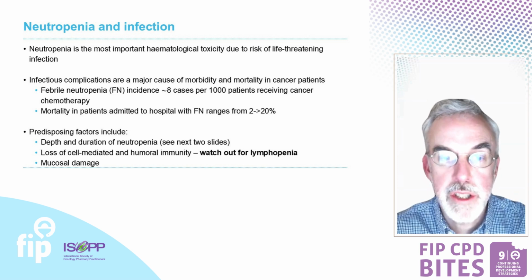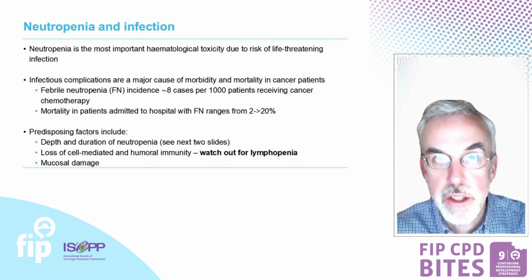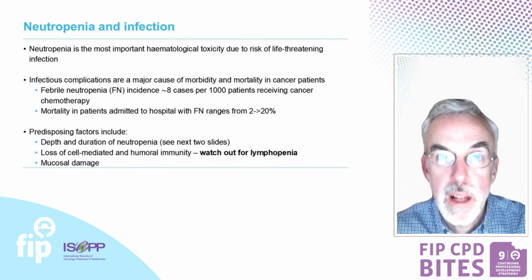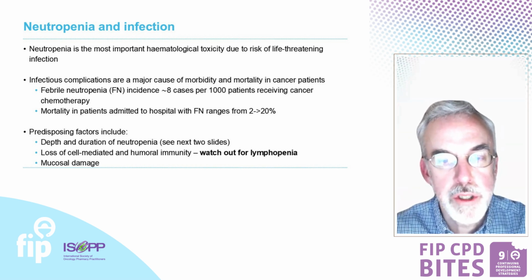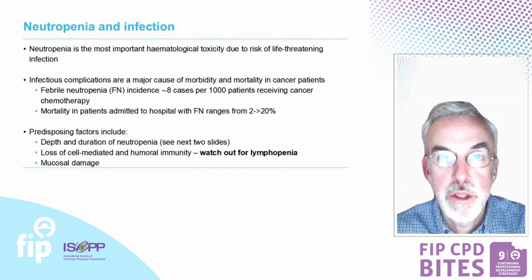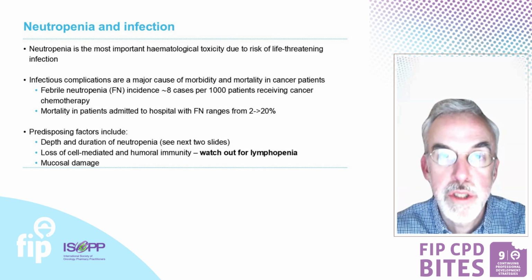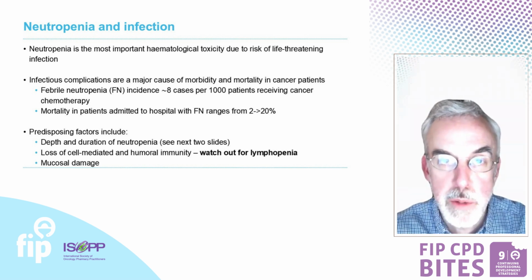Predisposing factors for infection include, firstly, the depth and duration of neutropenia, as I will show you in the next two slides. Loss of cell-mediated and humoral immunity. This is particularly relevant in the hematology setting, where corticosteroids and monoclonal antibodies targeting lymphocytes are often used. It is therefore important to watch out for lymphopenia as well as neutropenia, and to think about the risk of opportunistic infections such as pneumocystis jirovecii pneumonia or PJP. And finally, mucosal damage is another potential predisposing factor.